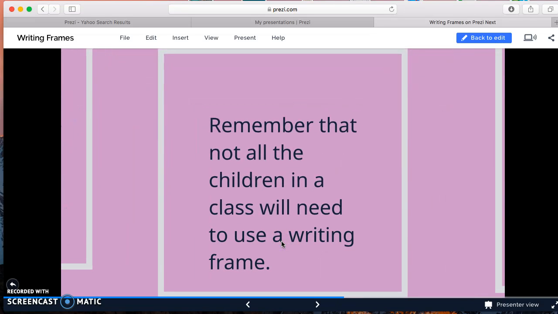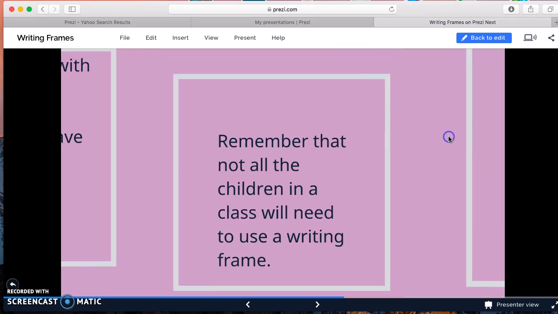It's important for teachers to remember that not all the children in the class will need to use a writing frame. Just the same as graphic organizers, it's up to us teachers to be able to distinguish what students need this accommodation and what students don't. It is a tool in the classroom and we need to use it appropriately.